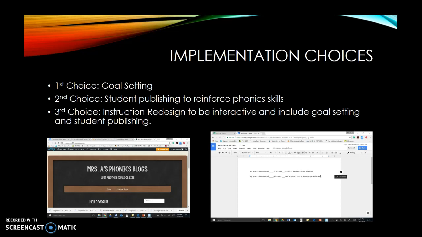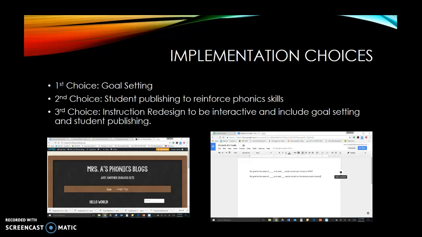The second choice was student publishing to reinforce the phonics skill. Some of the research I did talked about incorporating authentic reading and writing practices into lessons. I thought that this would be really easy, so one of the things I was going to do for this choice is give students 5 minutes at the end of every group so that they could blog or journal, and so I could read their writing and see how their phonics skills are going.